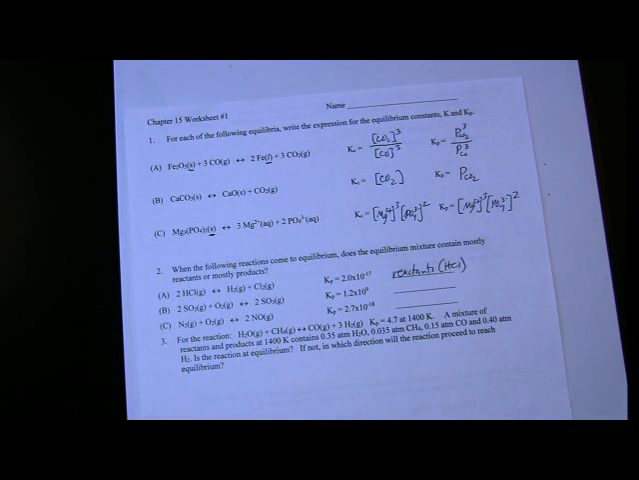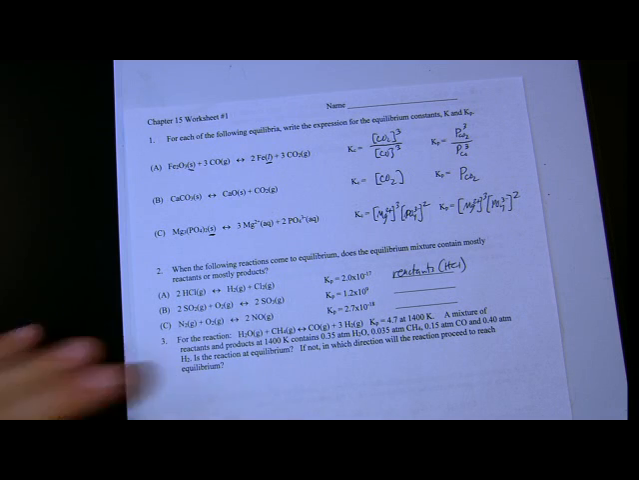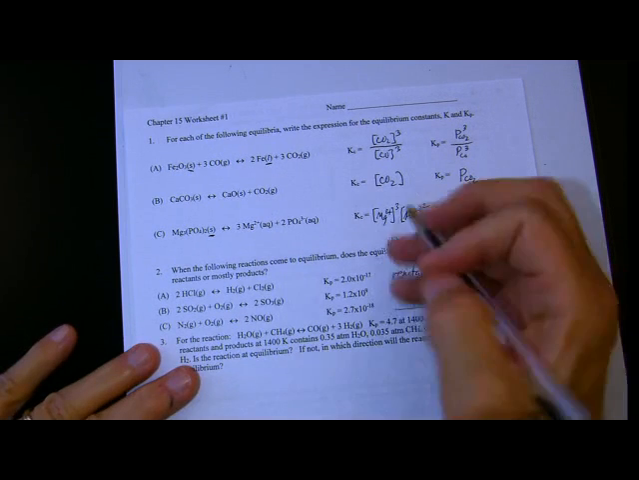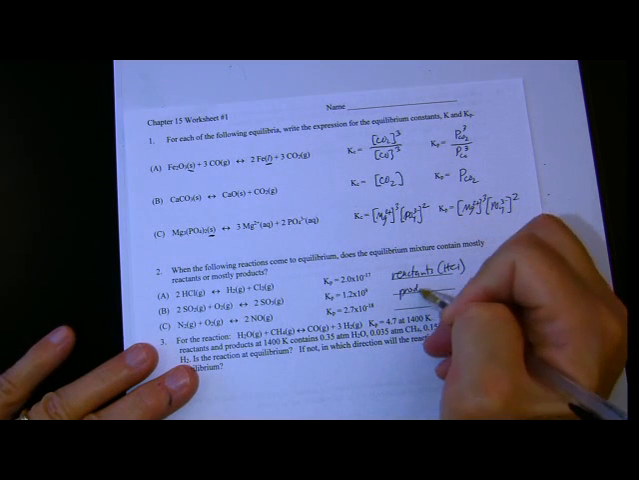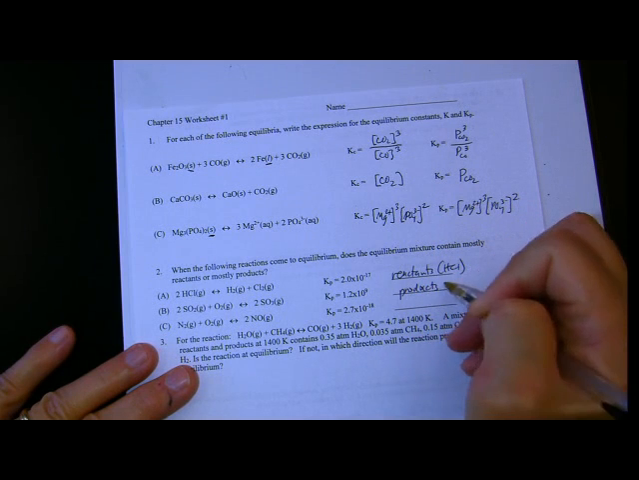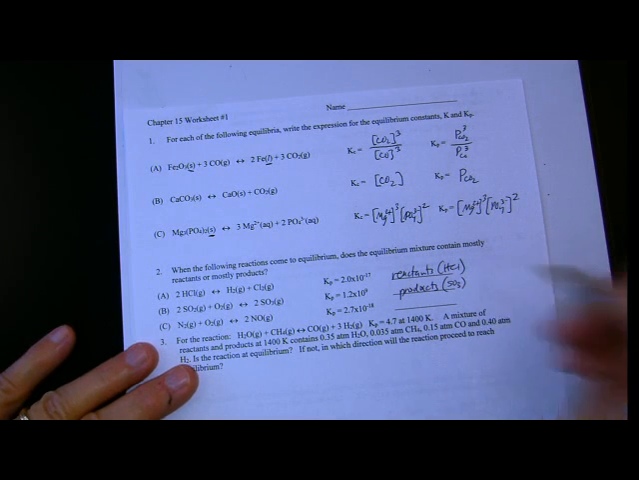All right, if we have a mixture of sulfur dioxide and oxygen together, once that reaches equilibrium, are we going to have mostly reactants or mostly products? Products, because that is a very big number, 10 to the 9. All right, so we're going to have mostly SO3.